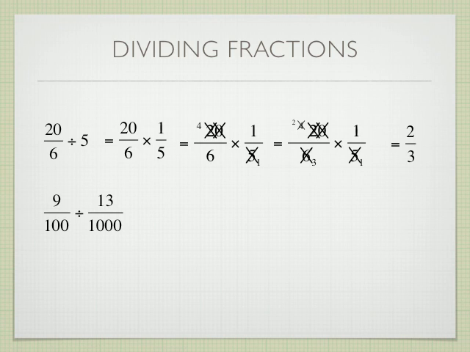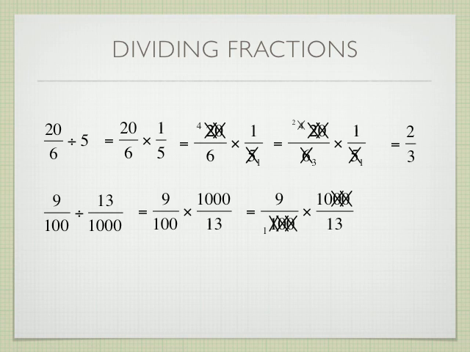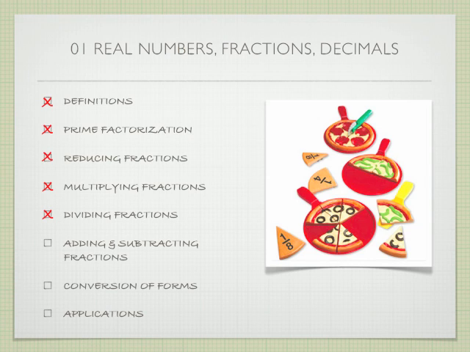Okay, 9 over 100 divided by 13 over 1,000. Flip the second. It does matter which one you flip. You have to flip the second. Now what's going to cancel? Well, 100 goes into 1,000. You can just look at the zeros. Two of those zeros will cancel with two of those zeros. So I just have 90 over 13. And that is dividing fractions.